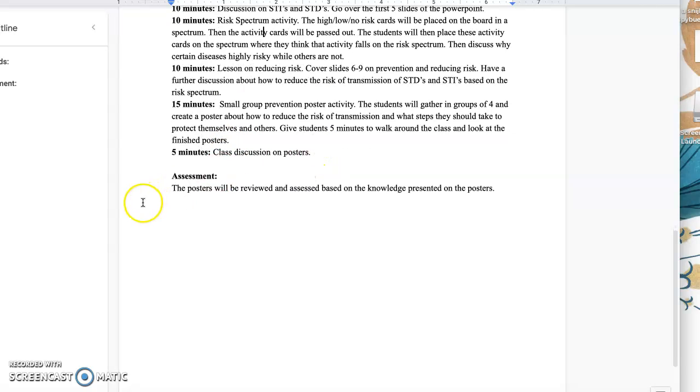And then for my assessment, as the teacher, I'll just review the posters and assess. They'll be reviewed and assessed based on the knowledge that was presented on the posters.